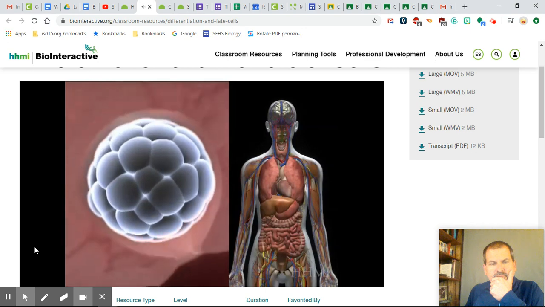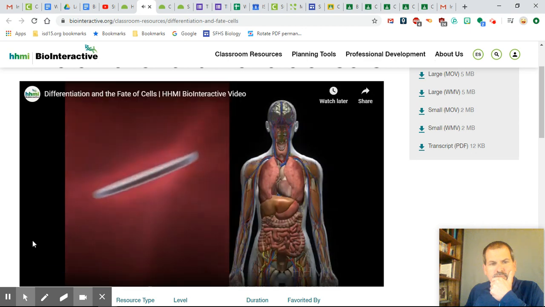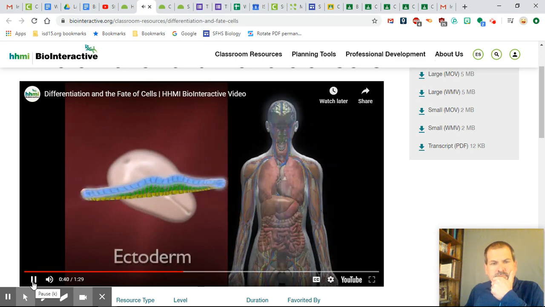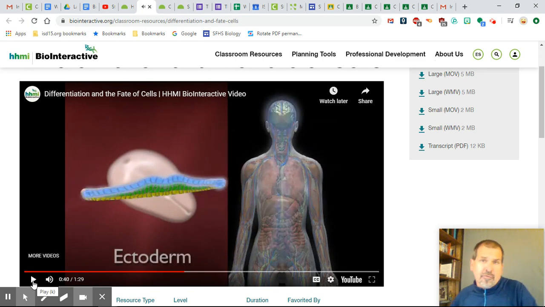If we now look at the embryo after the three germ layers have formed, this video will highlight what comes from the blue germ layer, the ectoderm. Okay, so I just want to pause here for a second. During development, this is really our first stage of specialization or cell differentiation.